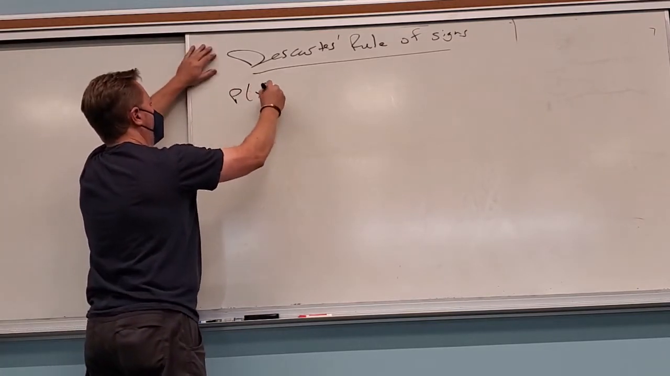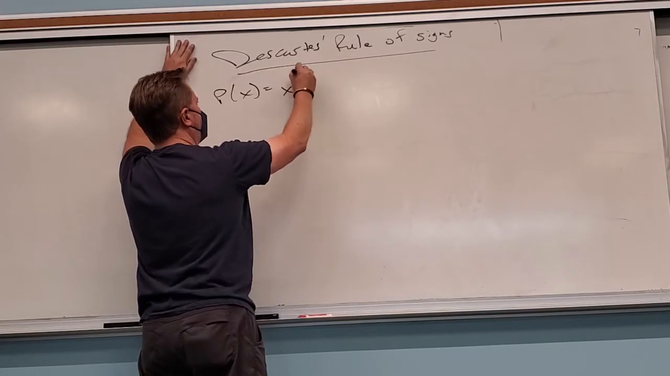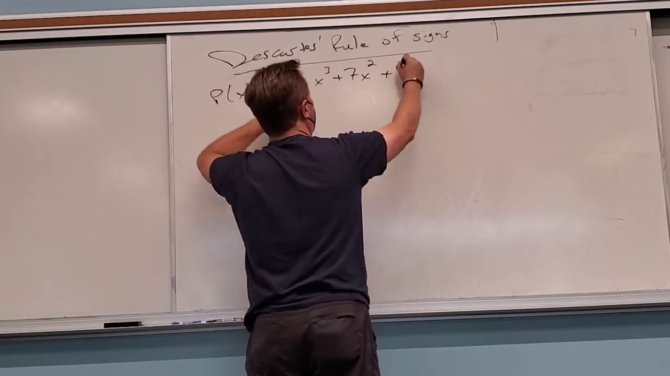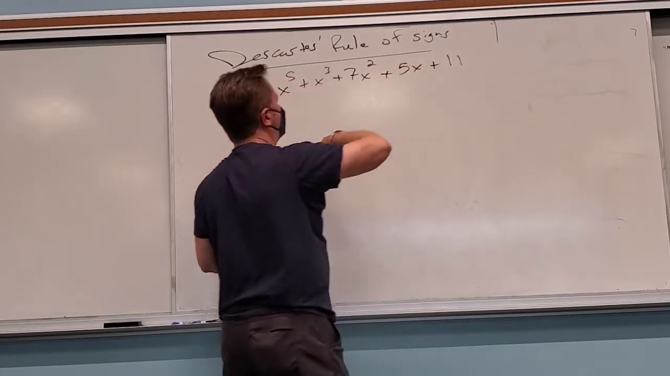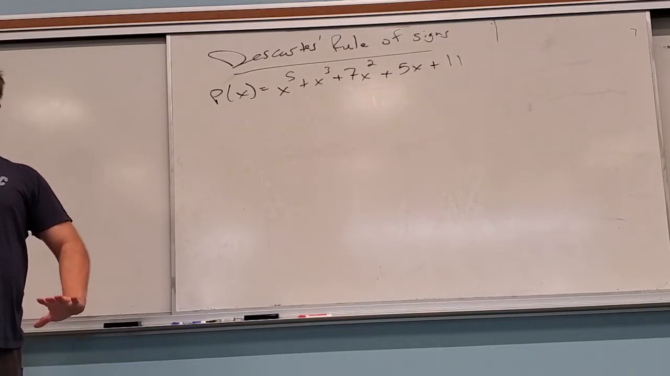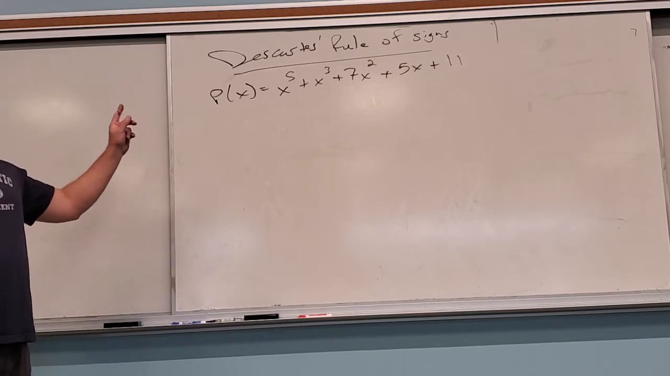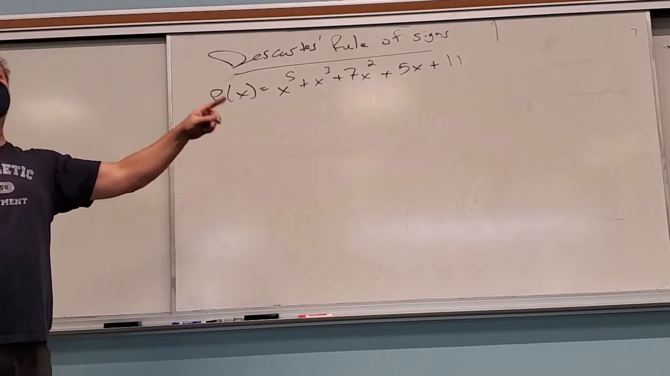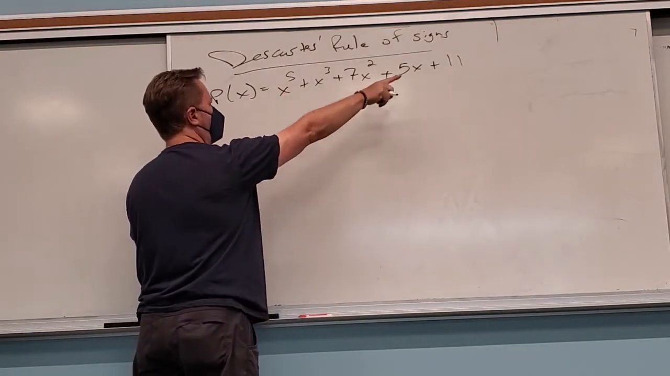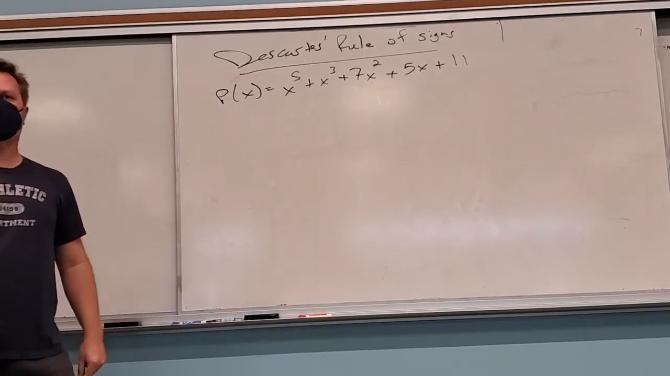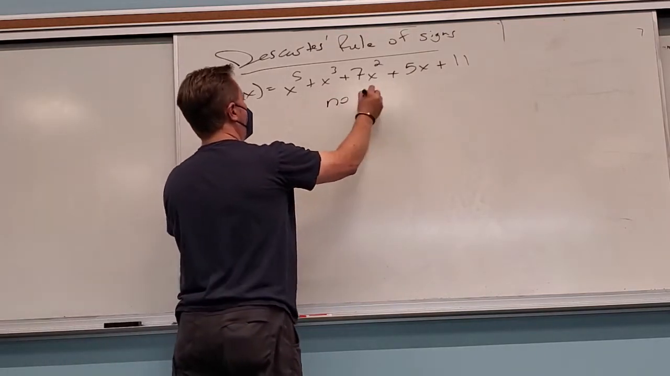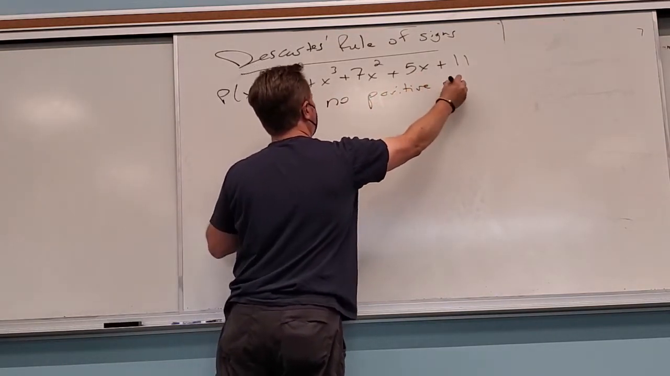If I have a polynomial, let's say, and the polynomial has no sign changes. What do I mean? Does the sign change from term to term anywhere? Nope, the sign never changes. That means that there are no positive roots.